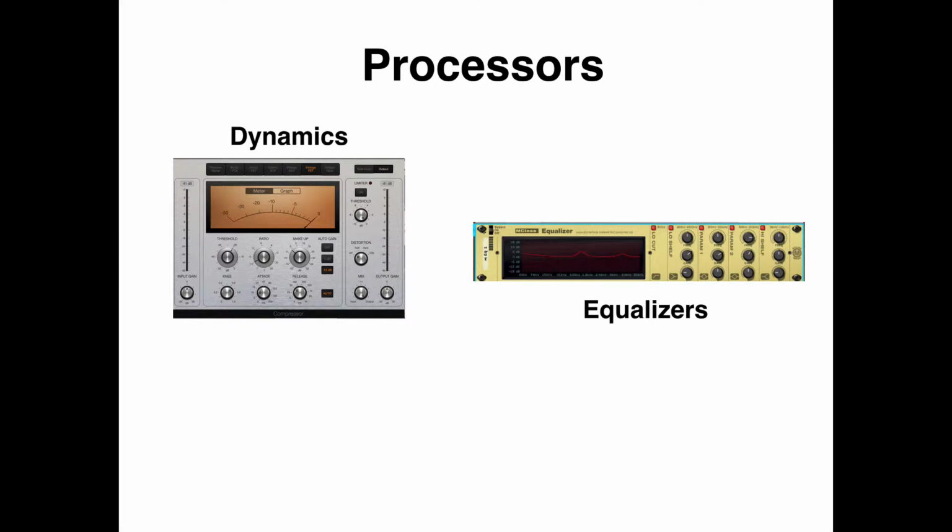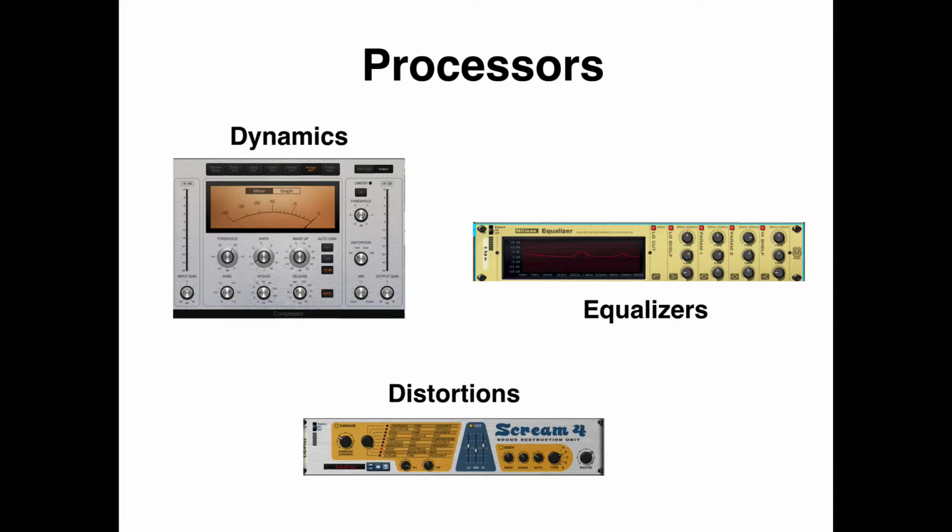The other common processor is the equalizer, and an equalizer is something that will shape the sound a little bit. It allows you to have control over bands of frequencies rather than turning the volume up or down on an entire track. You can actually go in and surgically change the sound of it. And then the third processor is distortion. These are usually used on guitars, but they're often used on other things too.